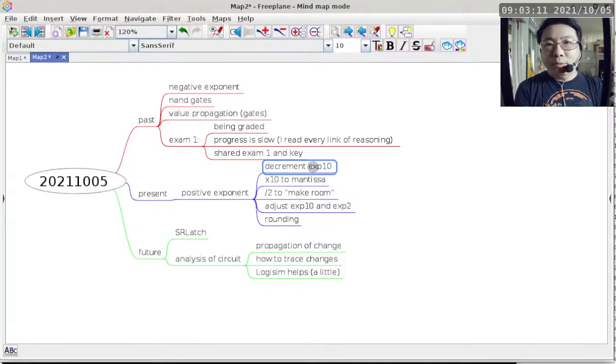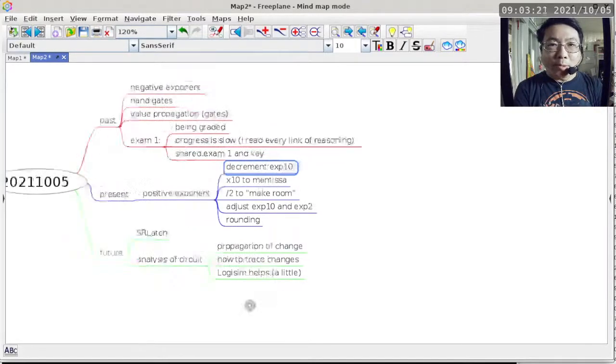And I might even just try to do this using free plane. Okay, so just brain fart right there. You cannot remember the word.